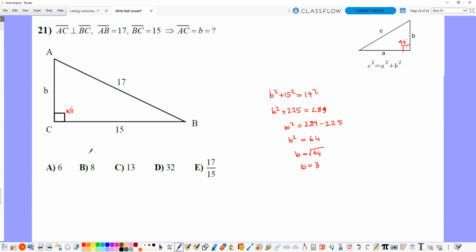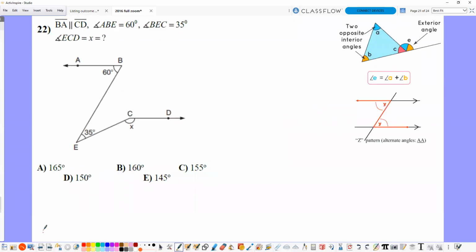Here again, there is a question that comes to our mind: plus or minus 8? Here it's going to be plus because we are talking about distance. Distance cannot be negative, the side we are talking about. So always it's going to be plus 8.